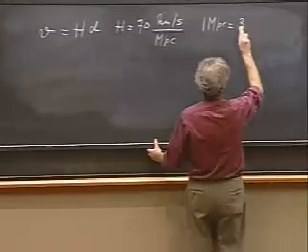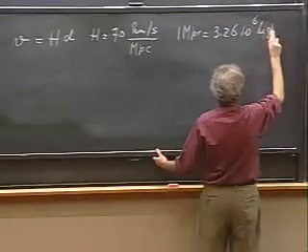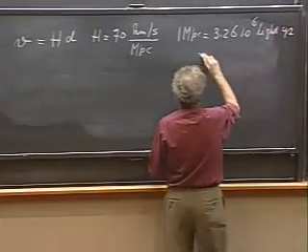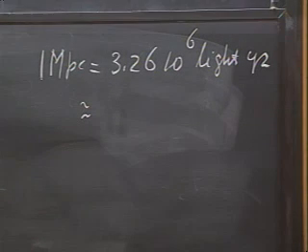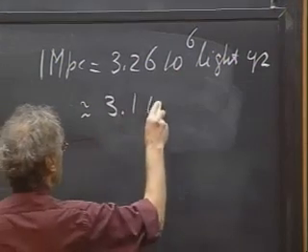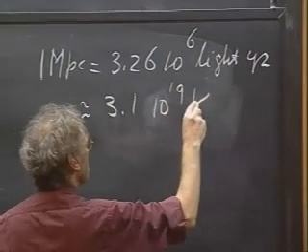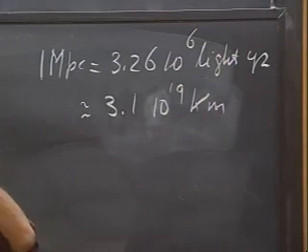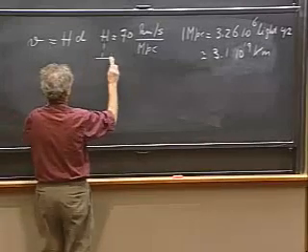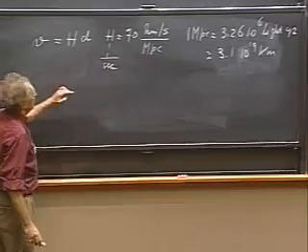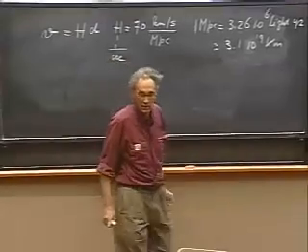So it is also 3.26 million light years. And if you know what the speed of light is, 300,000 kilometers per second, then you will find that it is about 3.1 times 10 to the 19 kilometers. Notice that the dimension of Hubble is 1 over second, is 1 over time, because kilometers is distance and megaparsecs is distance, so it is 1 divided by second.